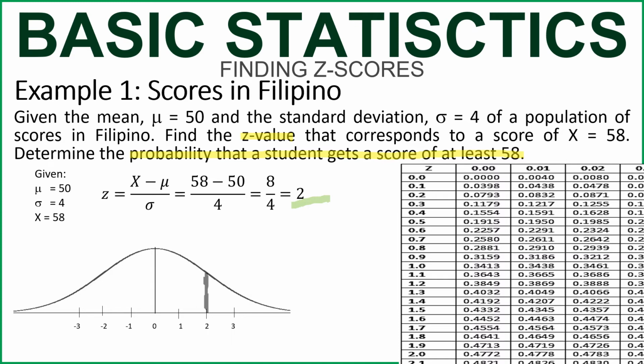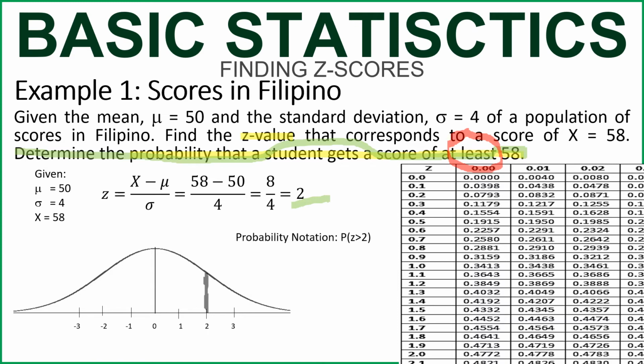So, let's read the problem. It says here that we determine the probability that a student gets a score of at least 58. So, the keyword here is at least. So, this is the keyword, at least. Kapag sinabi nating at least, yun yung pinakamababa na pwedeng makuha ng student. Kukunin natin yung probability na makuha ng student is 58 and up.